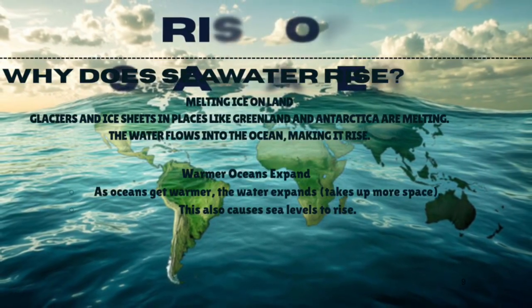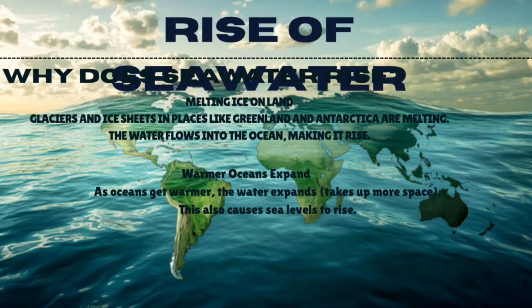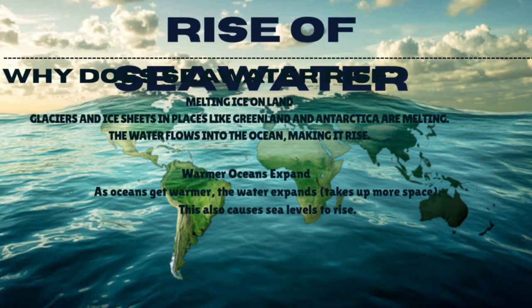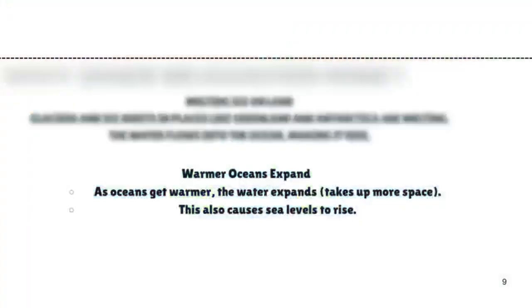And now I'll be talking about the rise of seawater. So why does seawater rise? Seawater rises because of melting ice on land: when the ice on land melts, the water flows into the ocean, making it rise. Seawater also rises because the ocean water expands. As the ocean gets warmer, the water expands, taking up more space, making it rise.